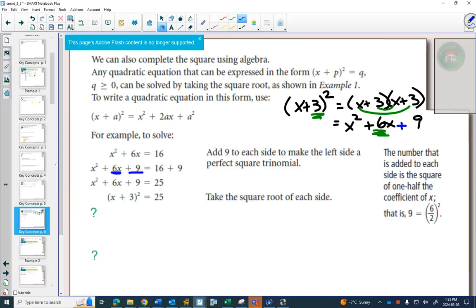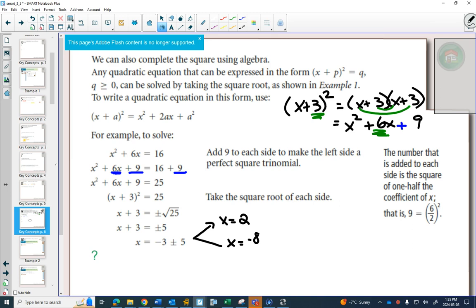But what happens if you add 9 to one side of the equation? It's no longer equal. Does it make sense that I also have to add 9 to the other side? What this allows us to do is to rewrite this as something squared equals 25. Okay? Now, this one, if I now square root both sides, I'm going to get plus or minus 5. And then if I move the 3 over, I have x equals negative 3 plus 5. So that means x could equal 2. And I have negative 3 minus 5, which means x could equal negative 8.